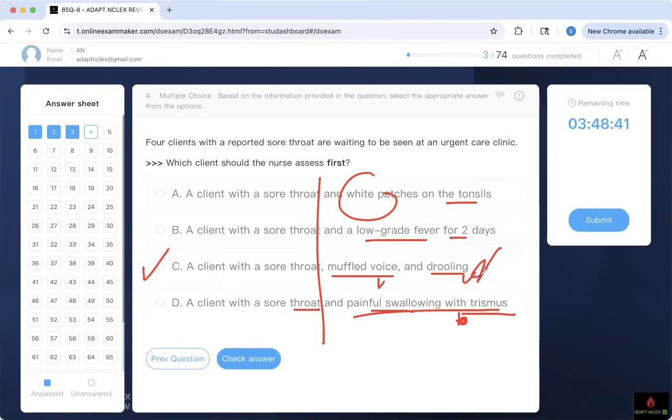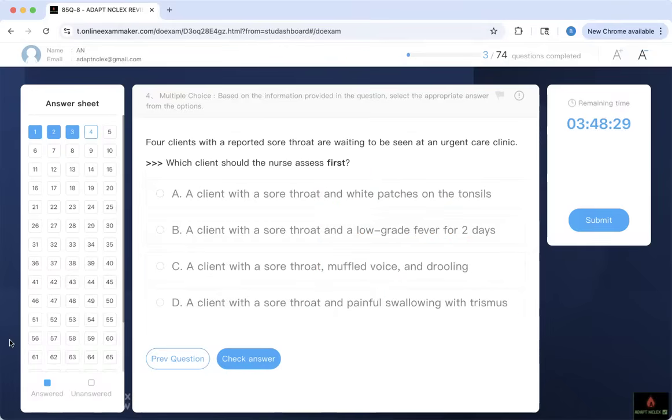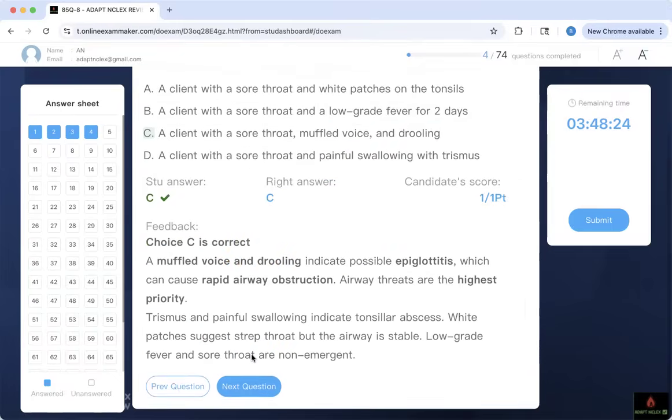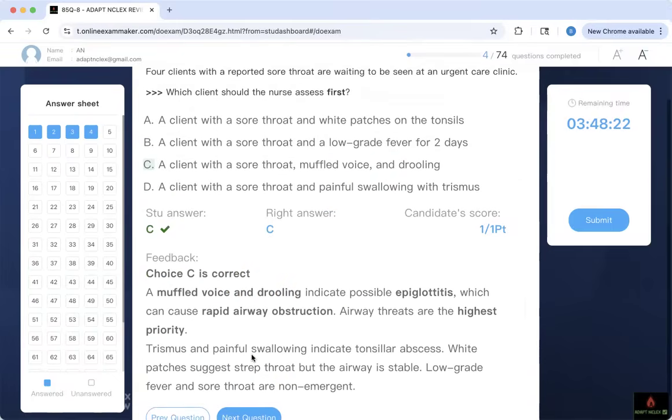This is epiglottitis. Low-grade fever, sore throat, it can be anything. And this one, white patches on the tonsil: you have a tonsil infection. Therefore, the one we see drooling is the most dangerous patient, and that's why we have to pick it. The rest, we have time. And D is what? It's a trap. The takeaway: presence of muffled voice and drooling suggests possible epiglottitis, and that's the airway issue.